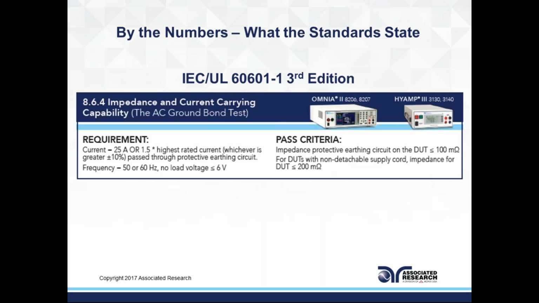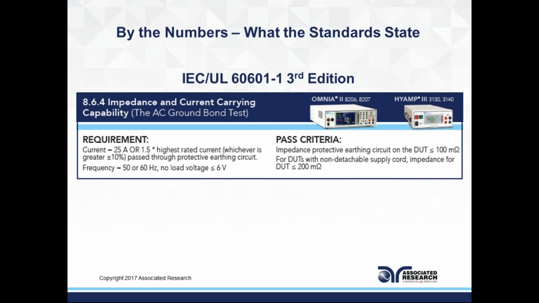Some of the standards that we look at when we get inquiries in, one of the major standards we deal with is the medical standard 60601-1 3rd edition, which is a current edition. If we concentrate on this standard, clause 8.6.4 indicates what kind of requirement you should have for your ground bond test. Reading directly from the requirement, it requires you to apply 25 amps of current or 1.5 times the highest rated current to the protective earthing circuit.